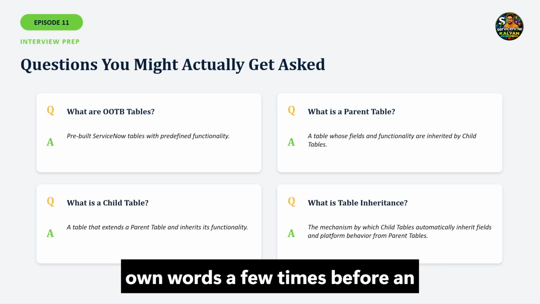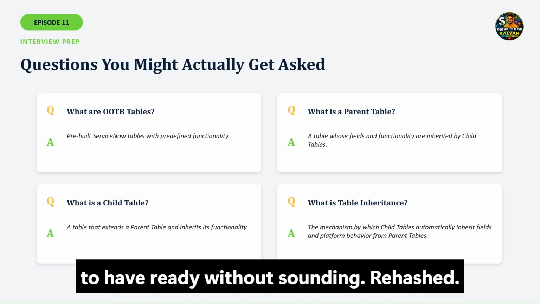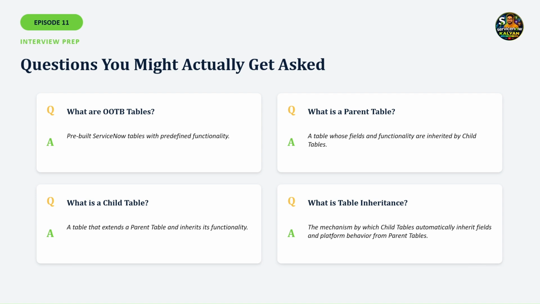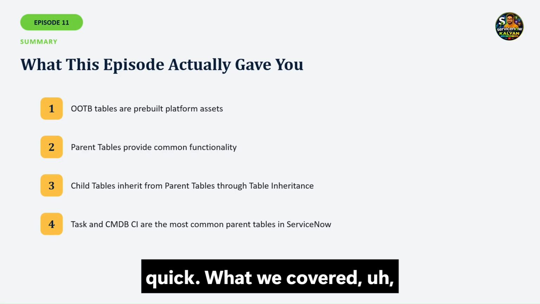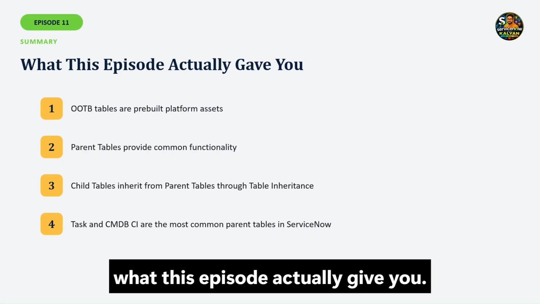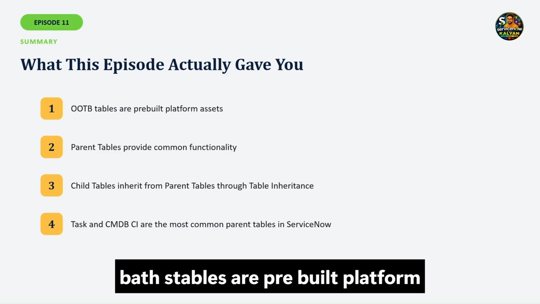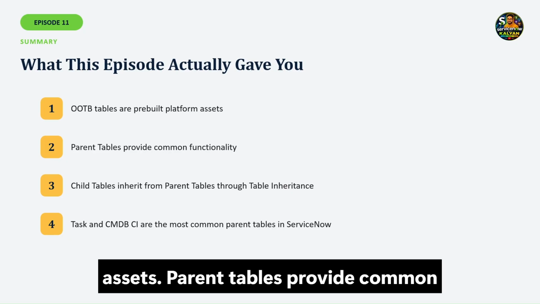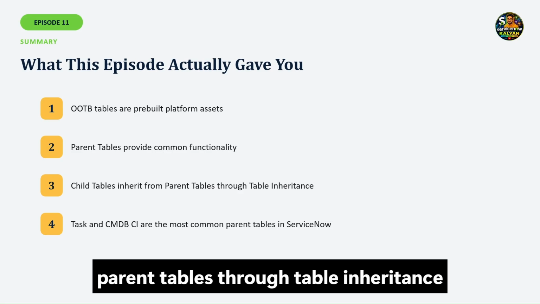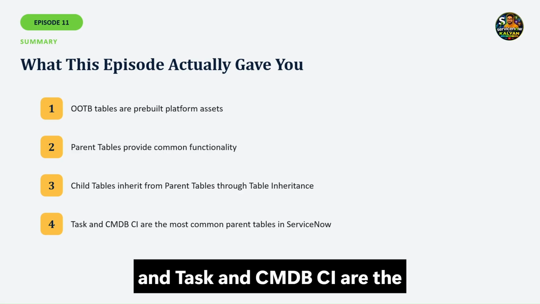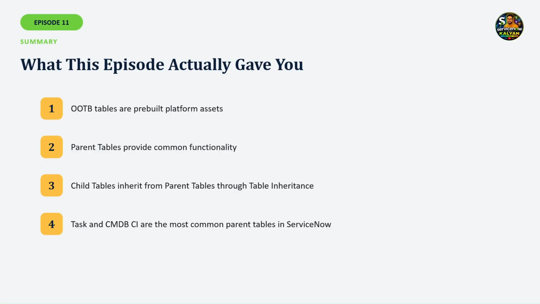Say those back in your own words a few times before an interview. They are good ones to have ready without sounding rehearsed. Let's zoom out and recap everything real quick. What this episode actually gave you, in plain terms: out of the box tables are pre-built platform assets. Parent tables provide common functionality. Child tables inherit from parent tables through table inheritance. And task and CMDB CI are the most common parent tables you will run into in ServiceNow.